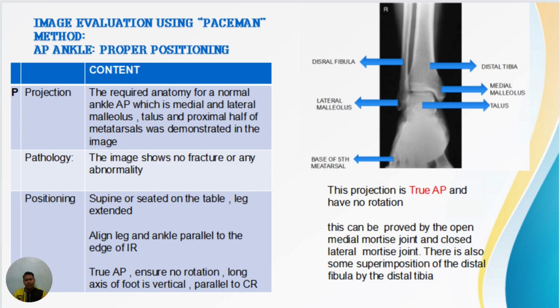This projection is a true AP and has no rotation. This can be proved by the open medial mortise joint and closed lateral mortise joint. There is also some superimposition of the distal fibula and the distal tibia.